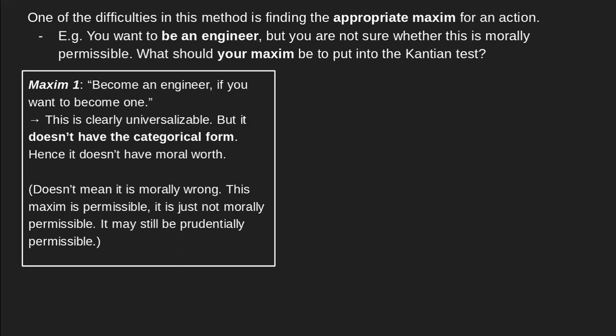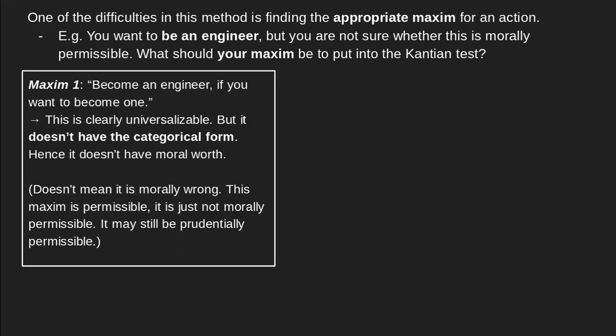And it's important to note the sentence that I put in parentheses here. When I say this sentence doesn't have moral worth for Kant, it doesn't mean that it's morally wrong, okay? Not having moral worth means that this is just a prudential behavior. This is prudential in the sense that it's a behavior that will benefit you in the future. That's what it means. It's not necessarily morally wrong. This maxim might be permissible. It's just not morally permissible. It might be prudentially permissible, right?